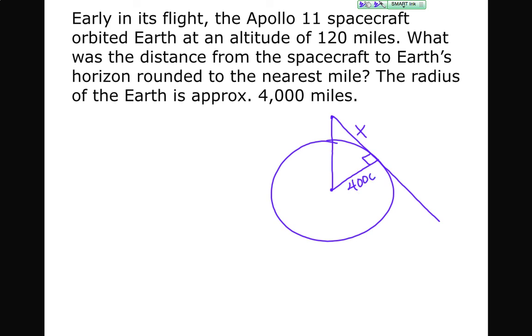4,000 was the radius of the Earth. 4,000 and how much above the Earth? 120. So your hypotenuse is going to be 4,120. Think through how the story is worded. You understand where their information's coming from and where it goes on the picture?